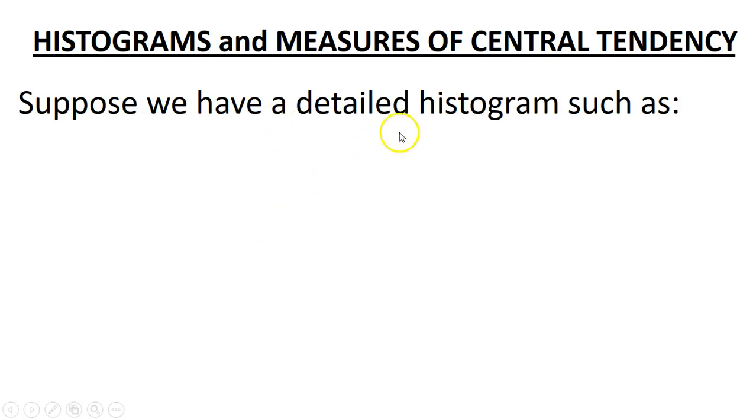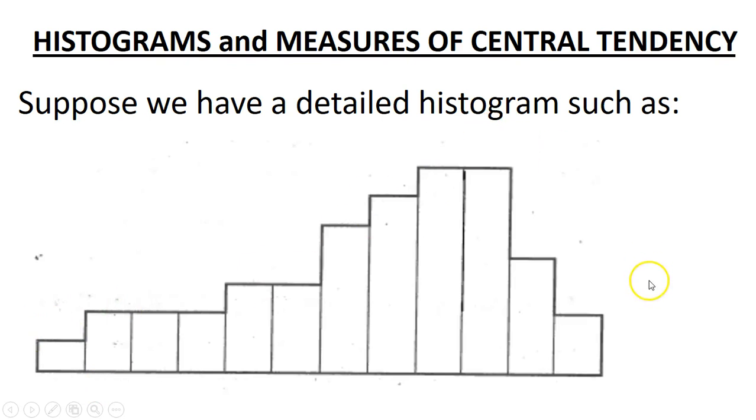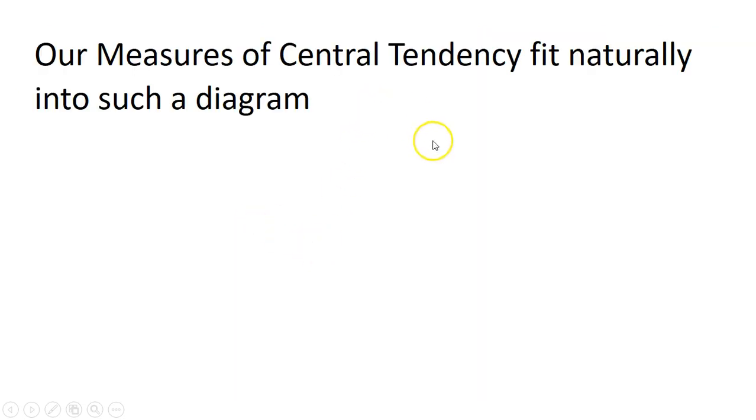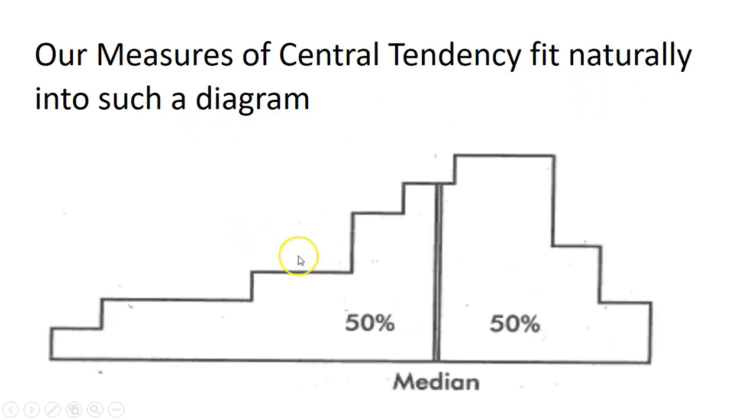All right, so hooking back up with histograms again and some more measures of central tendency. Suppose we have a detailed histogram. If I was to scan this right now, it doesn't look normal. It kind of looks more skewed to the left, just a rough guess. I don't have any numbers. Our measures of central tendency fit naturally into this. I'm trying to show you how this stuff works.